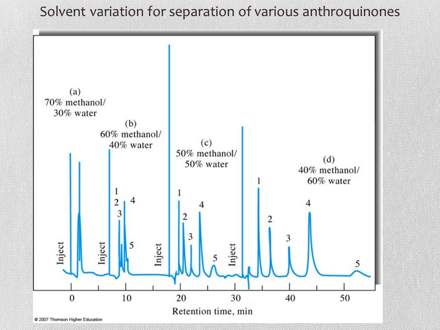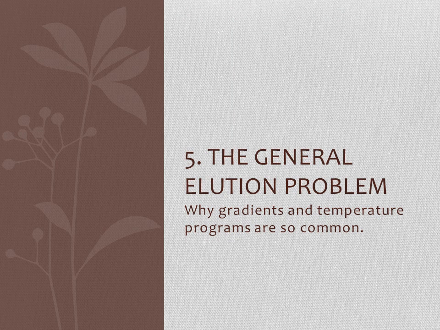This is the second injection. With your third injection for half and half methanol water, you've got things actually separated, and that's lovely. Moving it to 40% methanol didn't do anything for you. You already had separation at 50% methanol, and now you're just moving things out and wasting time. Cool. So a last few comments here. The general elution problem.